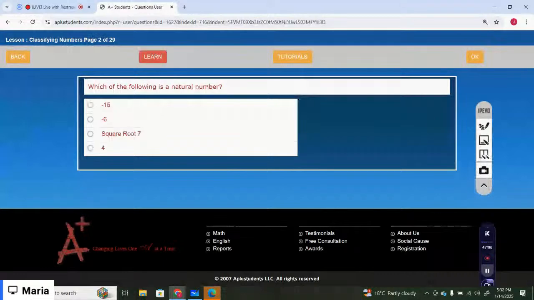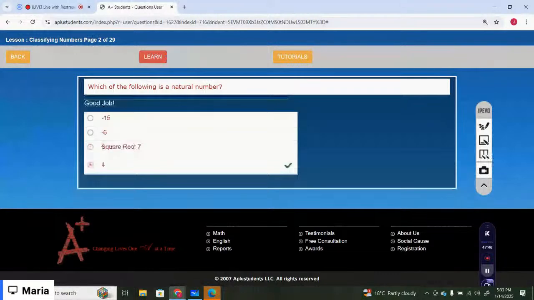Which of the following numbers is a natural number? The correct option is 4. Option number 4 is the correct option.